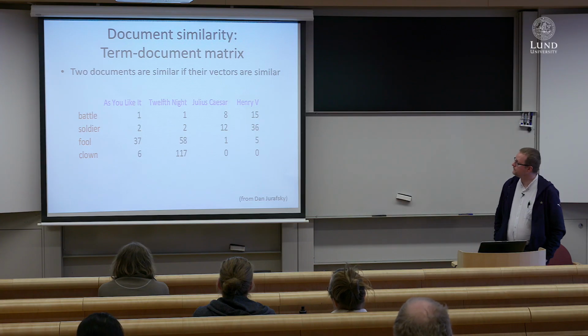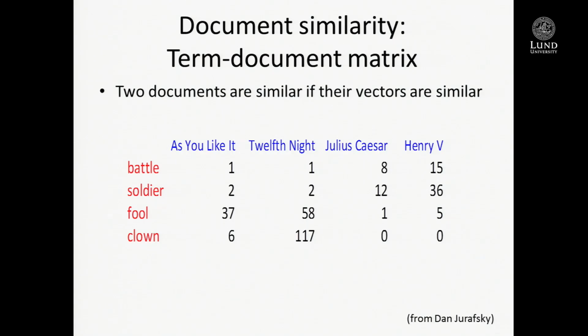Another way of looking at it is if you have, for instance, 4 plays by Shakespeare, and you have then counted all the words in there, and you have found words like battle, soldier, fool, or clown. Here you can see that the 2 documents are similar if their vectors are similar. So in this sense, these 2 plays are more similar to each other than these 2 plays, because they have vectors that are more similar to each other. The frequency profiles are more similar to each other than the other ones.